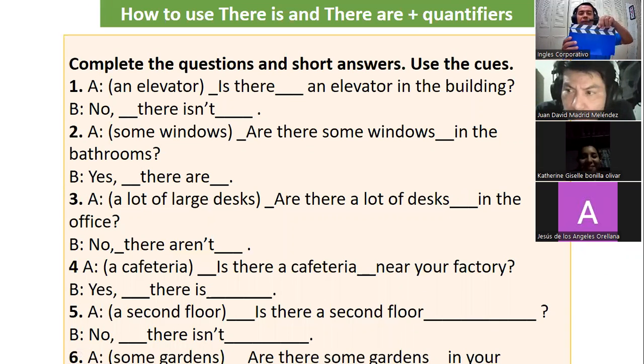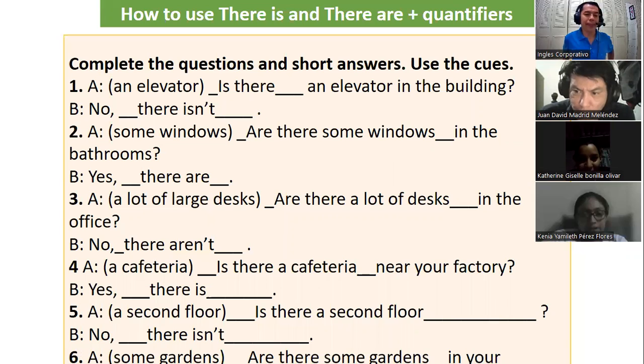1, 2, 3. Action. Is there an elevator in this building? No, there isn't. Good. Elevator. Building. Building. Okay, thank you very much.